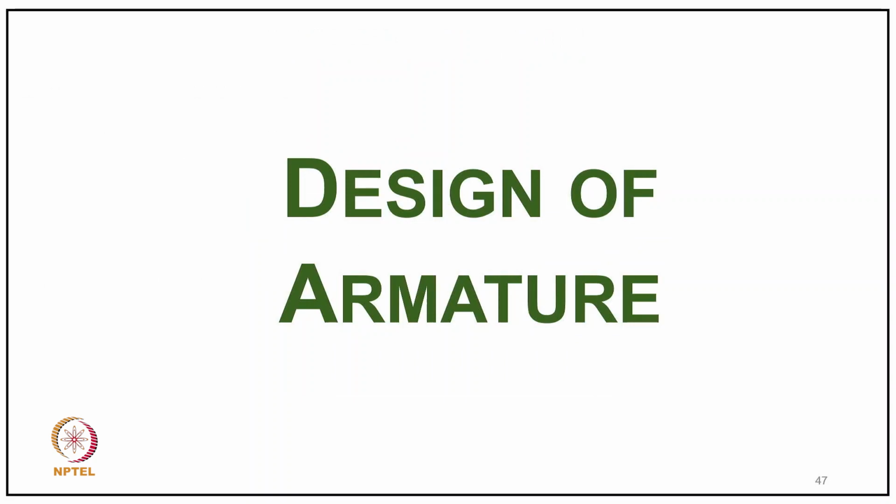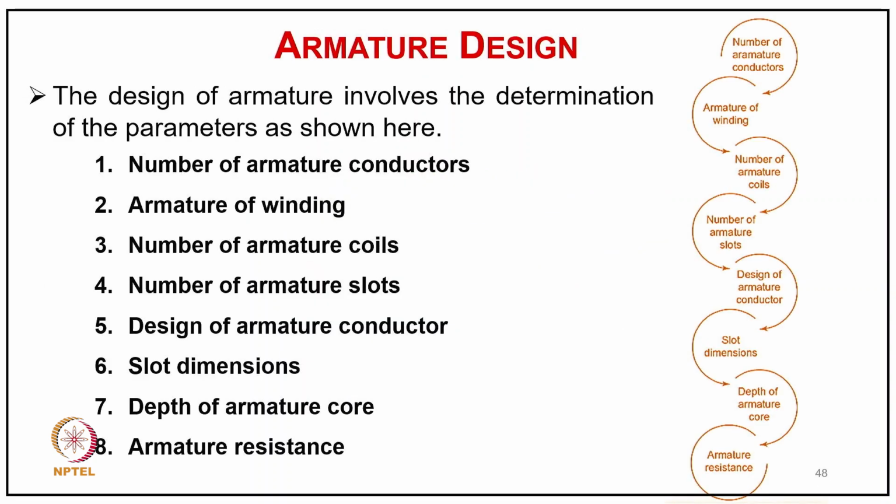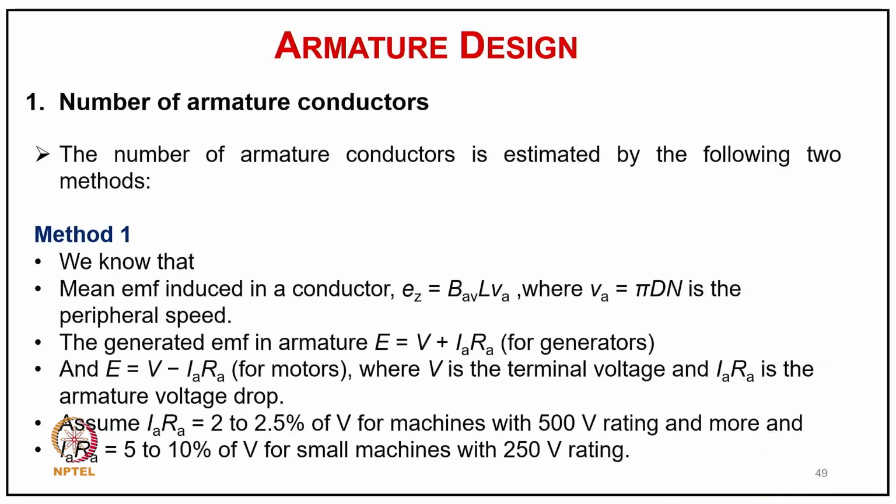Now coming to the design of armature. So design of the armature typically involves the determination of parameters as shown in the diagram, like number of armature conductors, armature winding, number of armature coils, number of armature slots, design of armature conductor, slot dimension, depth of armature core, and armature resistance. So now coming to the number of armature conductors.